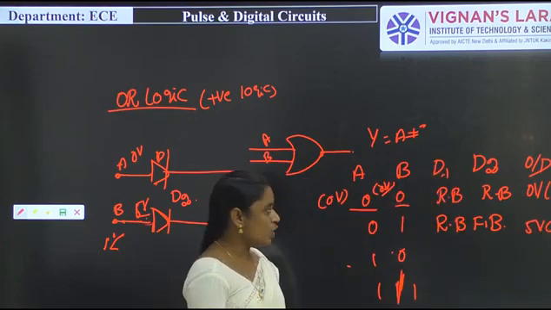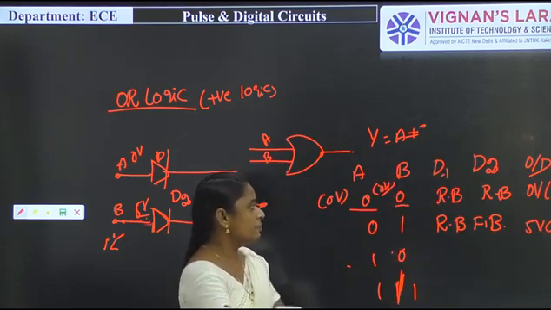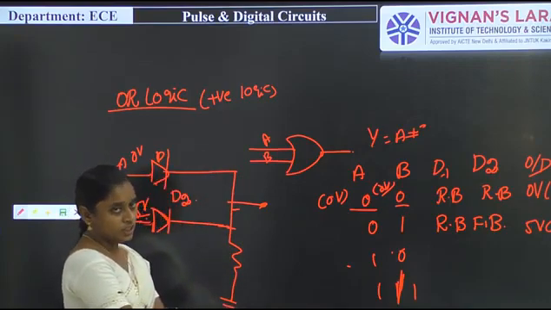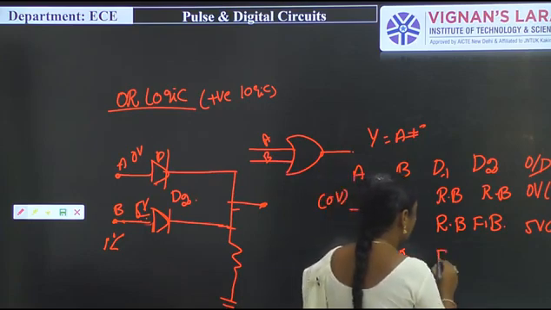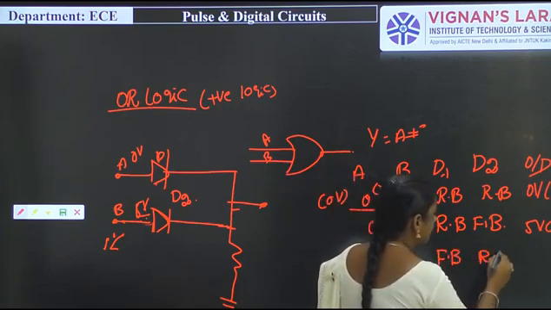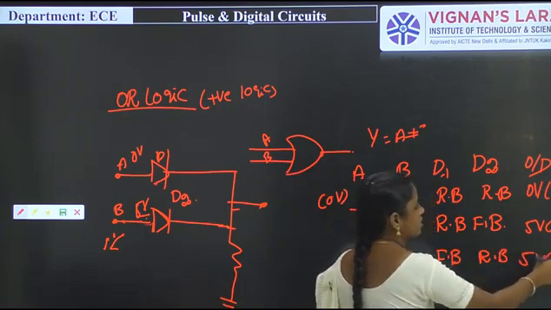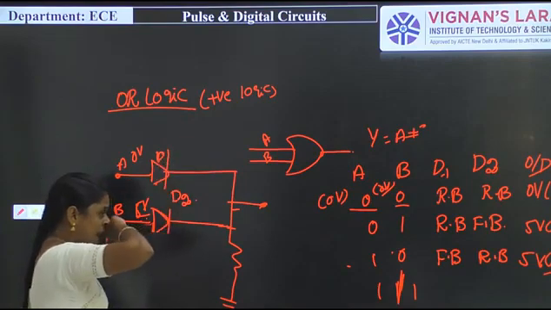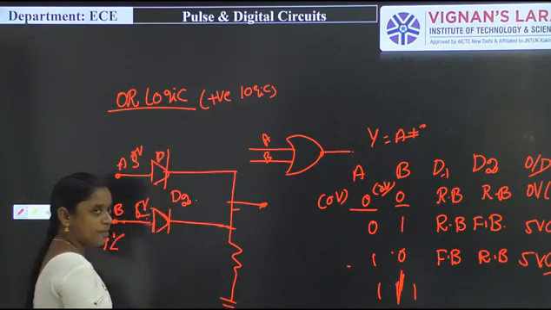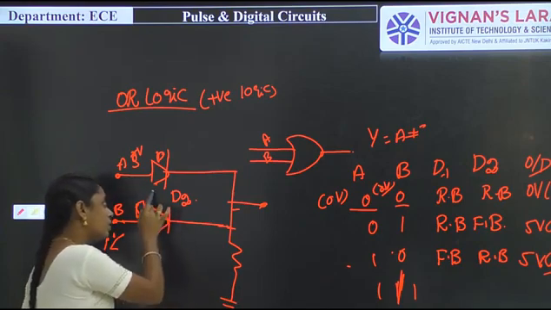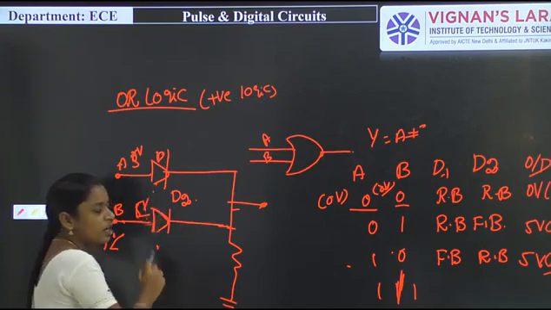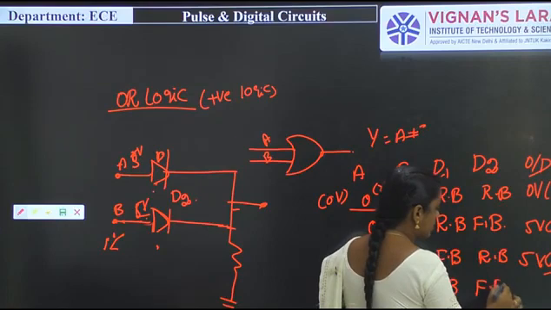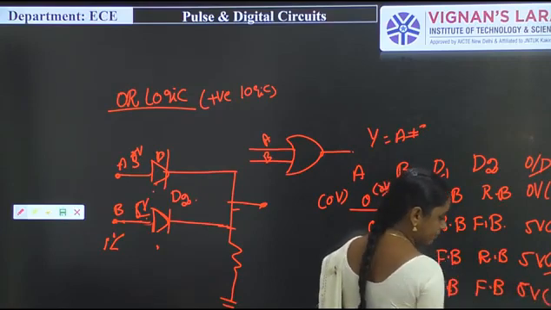Next, the 1 0 condition. What is a 1 0 condition? Simply, diode D1 is forward bias and diode D2 is reverse bias. So the output will be 5 volts, that is logic 1. And the last condition, 1 1. Here a 5 volt signal and here also I am applying a 5 volt signal. At that time, diodes D1 and D2 are both in the on condition. So diode D1 is forward bias and diode D2 is also forward bias. The output will be 5 volts, that is logic 1.